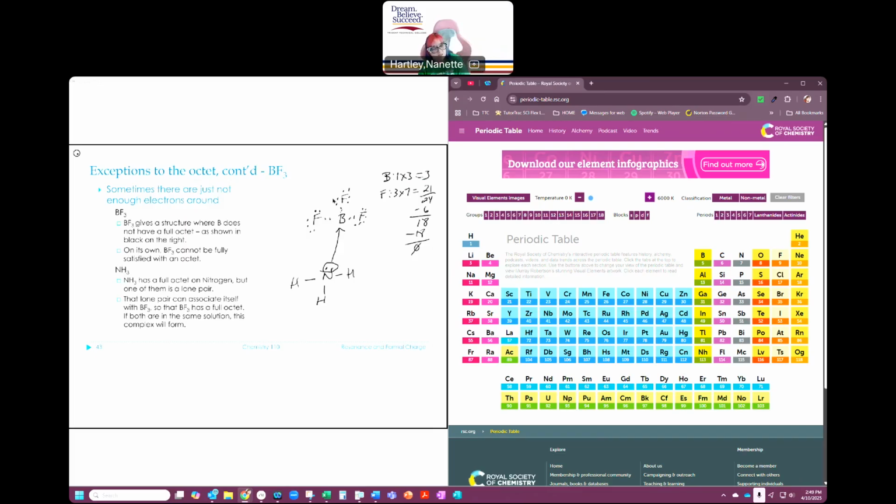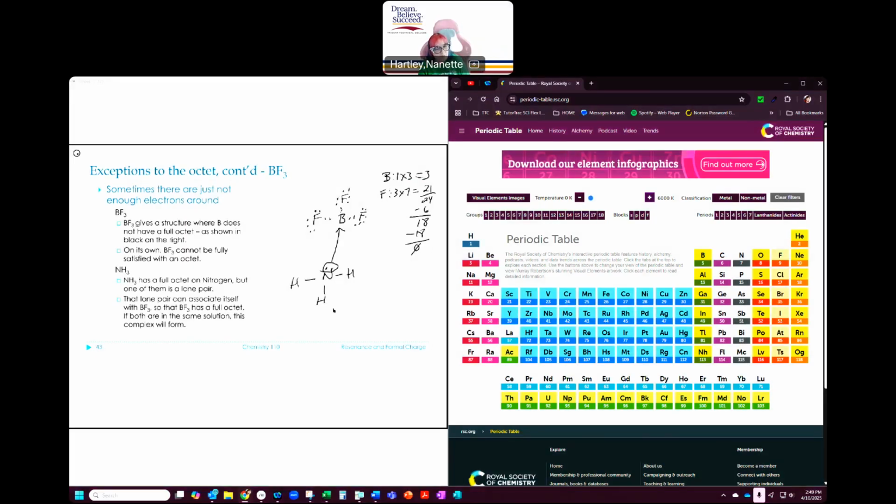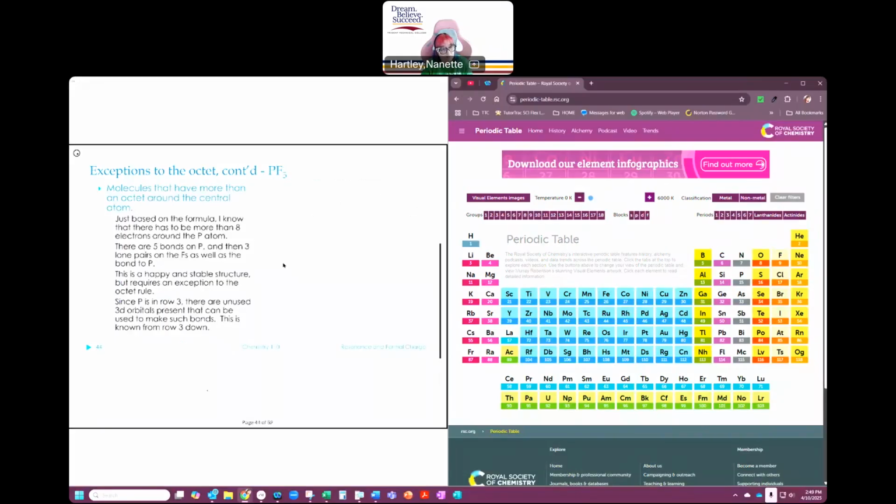Okay, so this is a situation where nobody had what they needed. You know, there was not a way for boron to be happy, but then nitrogen came along and said, hey, you know what? You ain't got enough. I'll give you some. Okay, so this is a way for them to make that happen. All right. So that is a violation of the octet rule that we can then find a way to deal with. And there are other ways that we can get exceptions to the octet rule.